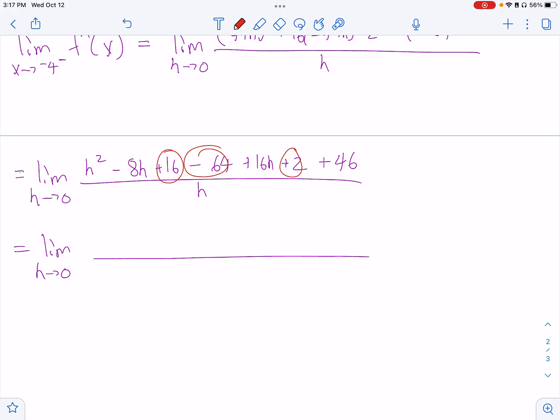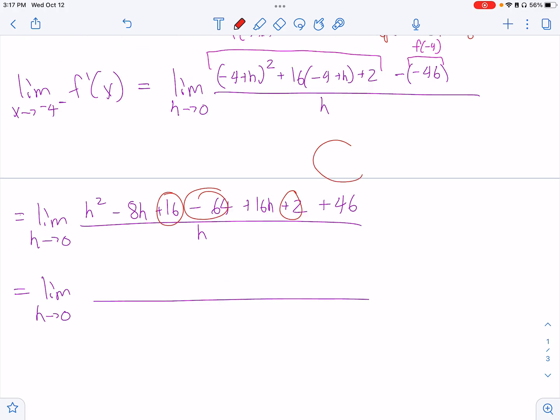But I knew I was doing it wrong because I wasn't getting the numbers to cancel out on the top. And this one, the 46. All right, so that's everything that doesn't have an h on it. So 16 minus 64 plus 2 plus 46, that does in fact go to 0. So 2 and 46 make 48. So that does go to 0.